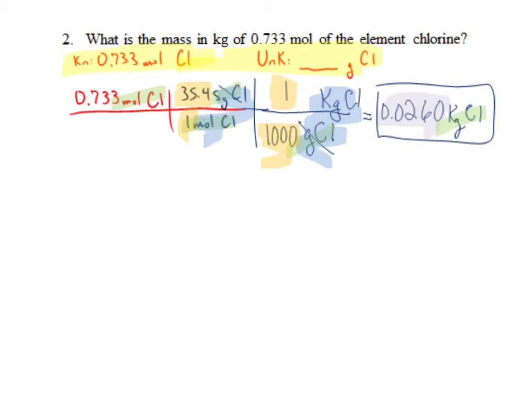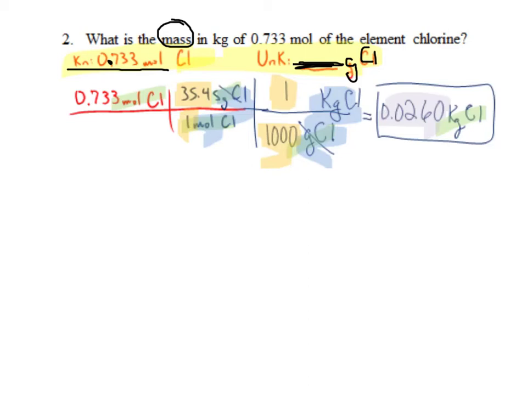In problem number 2, the question says, what is the mass? Once again, so we're looking here at mass. So we write here our unknown. How many grams of chlorine is in 7.33 moles of chlorine? So we're starting with moles and we're converting to mass. So we set up our picket fence.